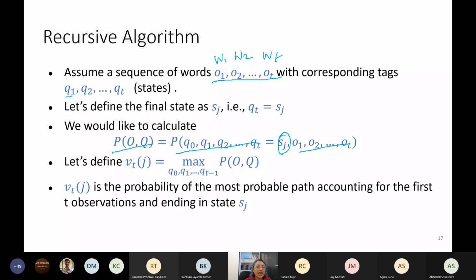Okay. And we will find out this BTJ, we will define it to be the maximum over all tags of this joint probability. So when we want to find out the POS tagging problem, we want to find out the best tag sequence for which this probability is the highest. So we can say BTJ is the probability of the most probable path accounting for the first T observations and ending in state Sg.